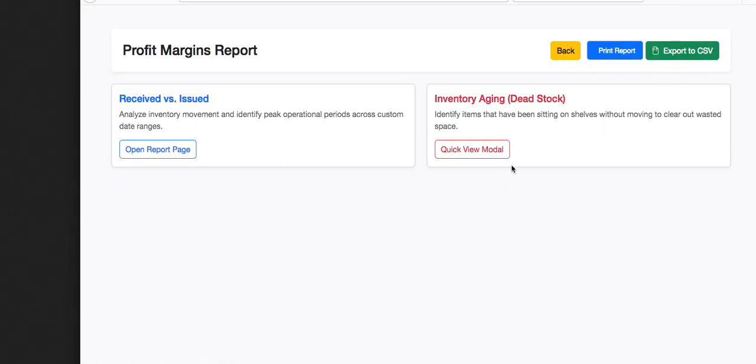All right. So I got these two choices, right? I didn't want to create another one. So I figured if I'm going to start building things, I'm going to start putting it over here. Maybe I might even change this. I don't know. Right now, we want to do the received versus issue. That analyzes the inventory movement, and you see it right there, identifying the peak operation.